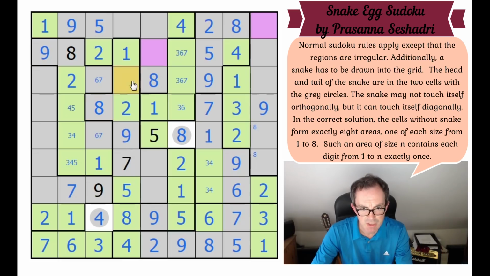So this region here still needs 3, 4 and 6, I think. I'm probably misscanning that, but I think it's 3, 4 and 6. That one could be anything. That one could be anything. That one can't be a 6. Oh, that one can't be a 4. How can I not see that? This has got to be a 3 or a 6 as well.